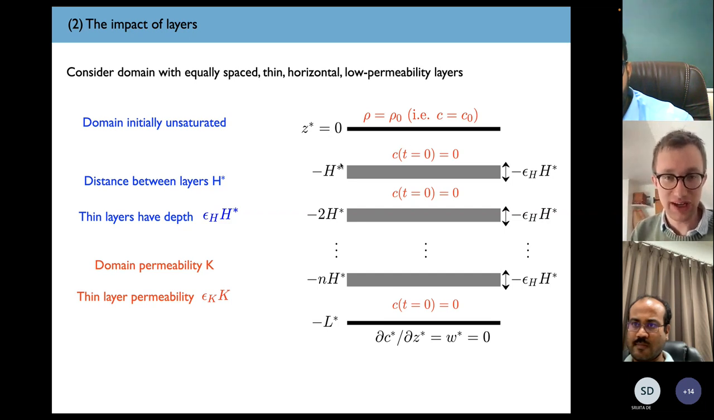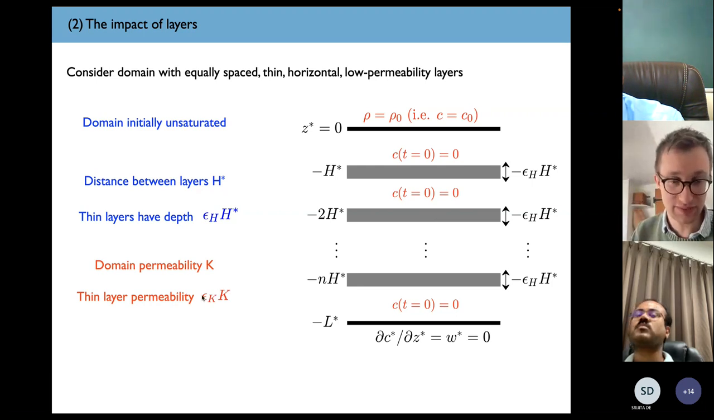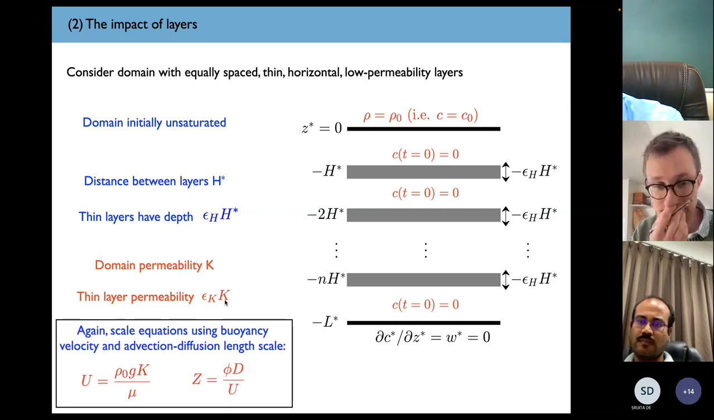So now we have a parameter H star, a parameter N, and a parameter epsilon H. I'm also going to say that in each of these thin layers of depth epsilon H, there is a reduced permeability by a factor epsilon K. So the domain has some permeability K, and the thin layers have a permeability that is a factor epsilon K smaller. So that's the setup we're going to think about here.